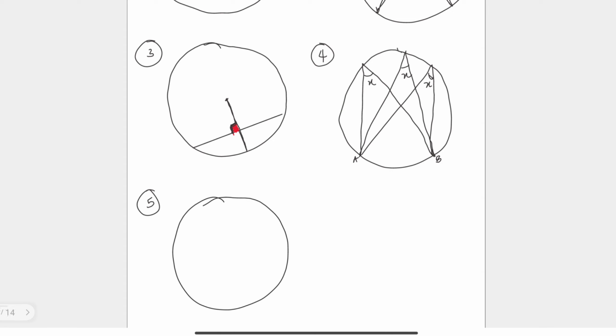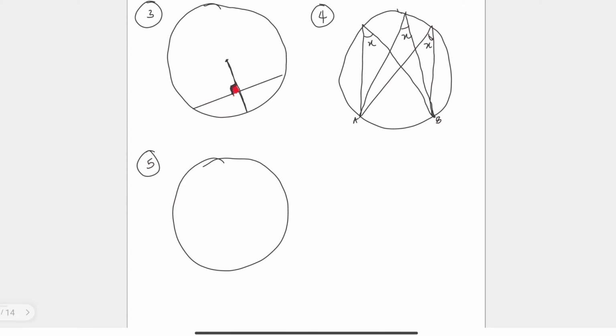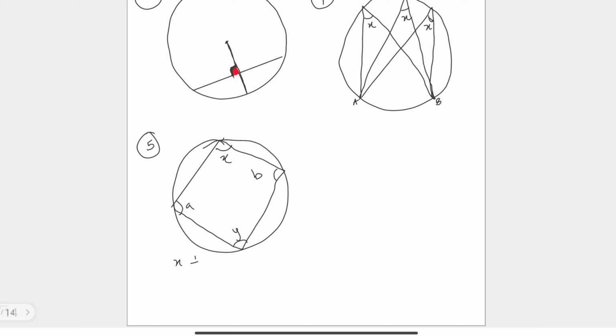Imagine we have a circle and we have a cyclic quadrilateral inside the circle. A cyclic quadrilateral is a quadrilateral inside a circle. So let's call this x and I'll call this y. Let's call this angle A and I'll call this angle B. So by circle theorem, x plus y is a supplementary angle, meaning they add up to 180 degrees. Same as A plus B, they also add up to 180 degrees.